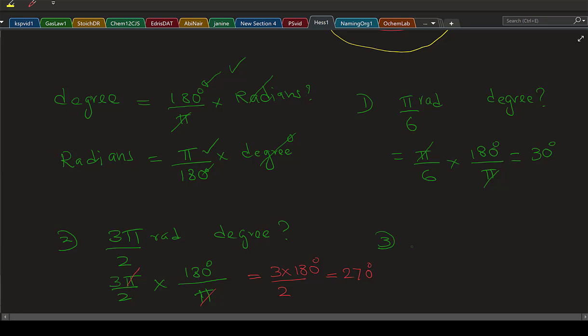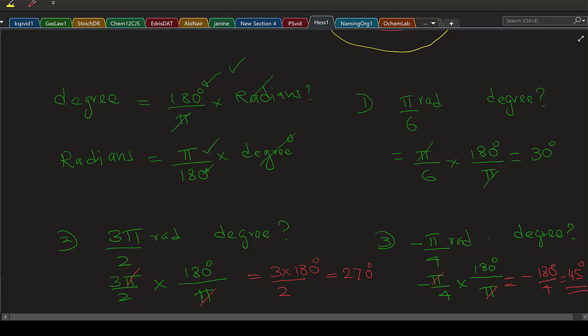So now you can do another example. Let's say negative pi divided by 4 radians to degrees. Now let's see what happens. Negative pi divided by 4 times 180 divided by pi. Pi to pi cancels out. The negative stays. 180 divided by 4 will give you negative 45.